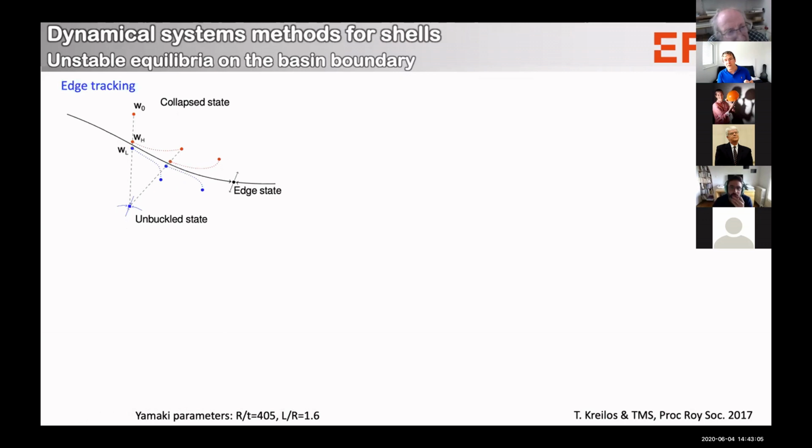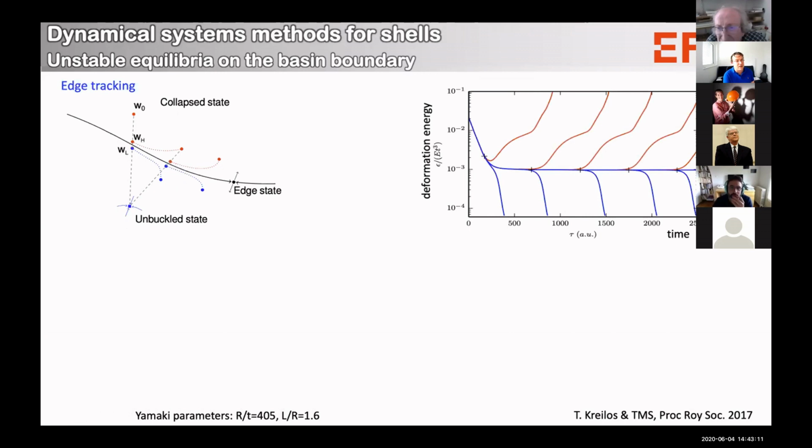Okay, this is the schematic. Here's a real calculation. So this is the energy stored in the deformation field. So the undeformed state here is at zero. The red curves are the trajectories that are going towards buckling. The blue ones are the ones that go back to the unbuckled state. And you see that it settles on a constant value.